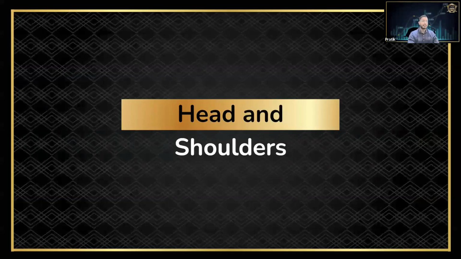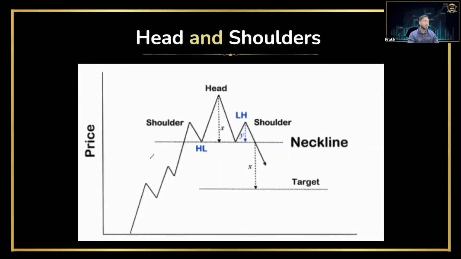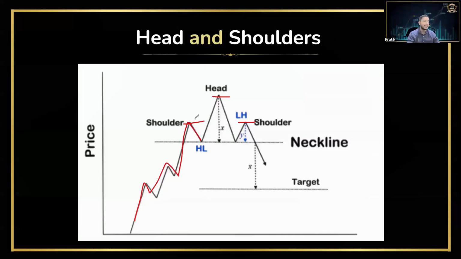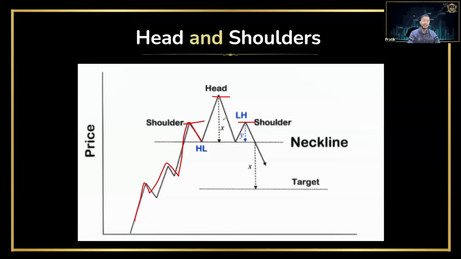Then is head and shoulders. What is head and shoulders? You see here, do you see two things here? This is the head, this is one shoulder, and this is one more shoulder. So price is going up, one shoulder is formed. The only difference between a triple top and this is that the middle one has gone up, there's a crown which goes higher than the other two.